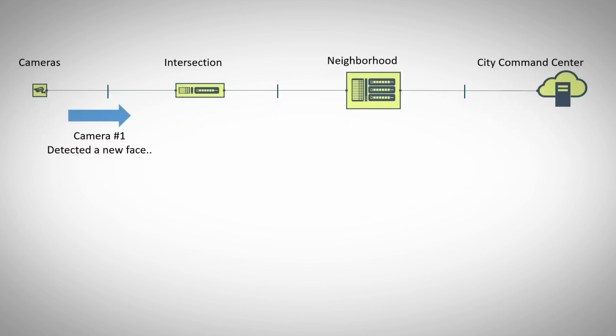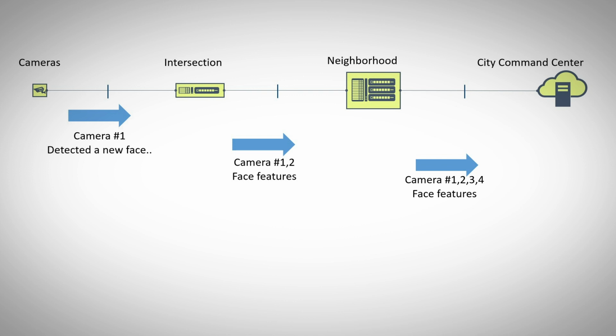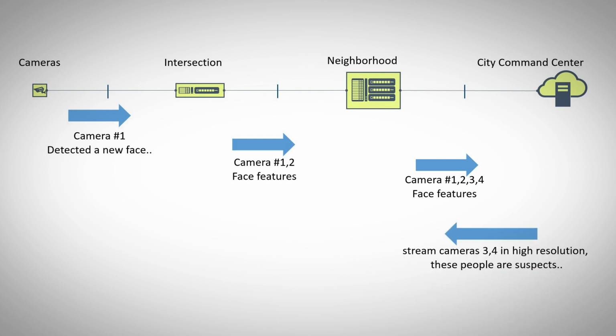For example, camera number 1 has detected a new face. The intersection computer will extract the features or the landmarks of this face and communicate it to the neighborhood computer. The neighborhood node will collect all the inputs from all the intersections and communicate it to the command center. The command center might communicate downstream that one of these faces is a match, and so on.